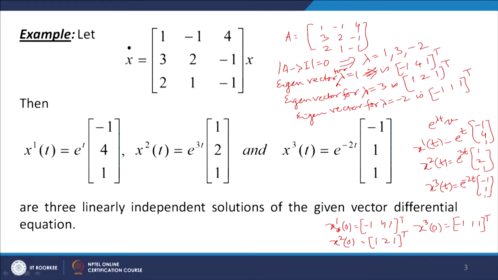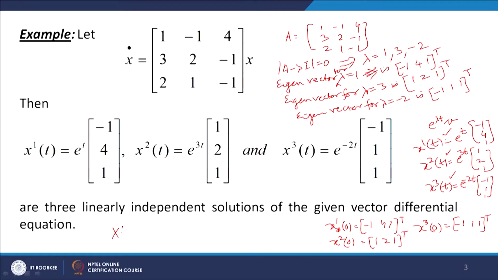The three vectors x1(0), x2(0), x3(0) are linearly independent, because they are eigenvectors corresponding to the distinct eigenvalues 1, 3, -2. So, these three vectors are linearly independent, and therefore, x1(t), x2(t), x3(t) are linearly independent solutions of the given vector differential equation.